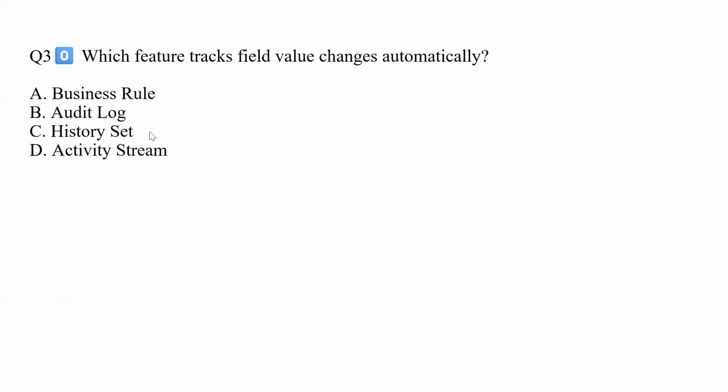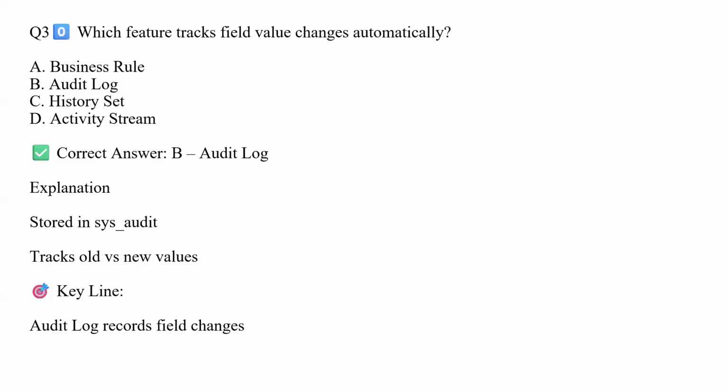Which feature tracks field value changes automatically? Option A, business rule. Option B, audit log. Option C, history set. Option D, activity stream. The correct answer is audit log.